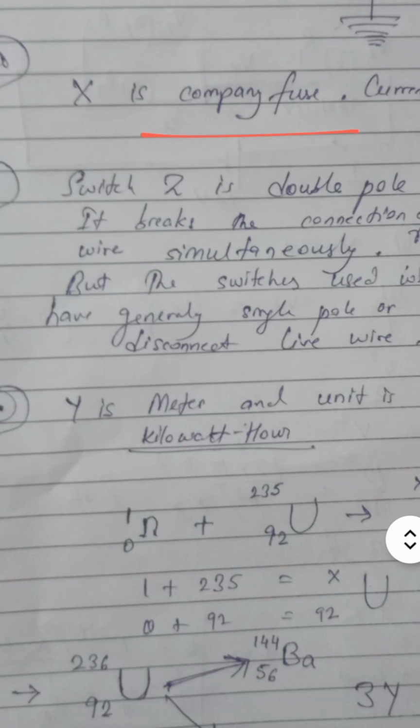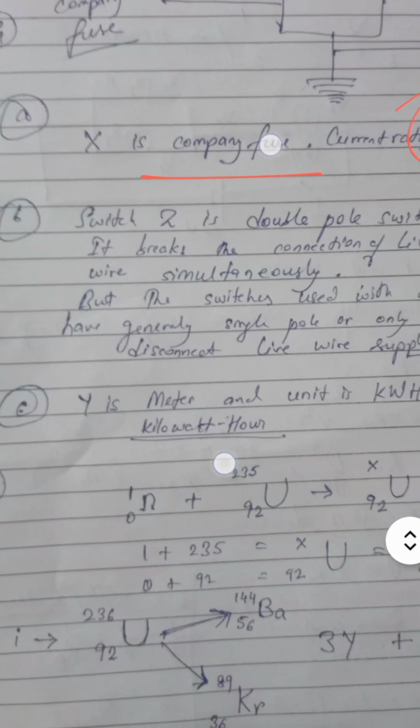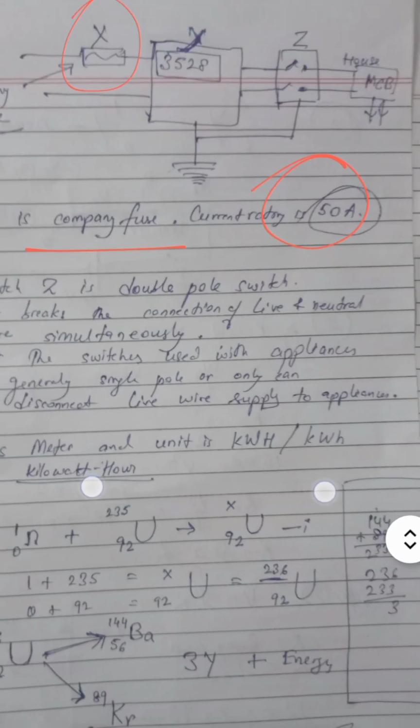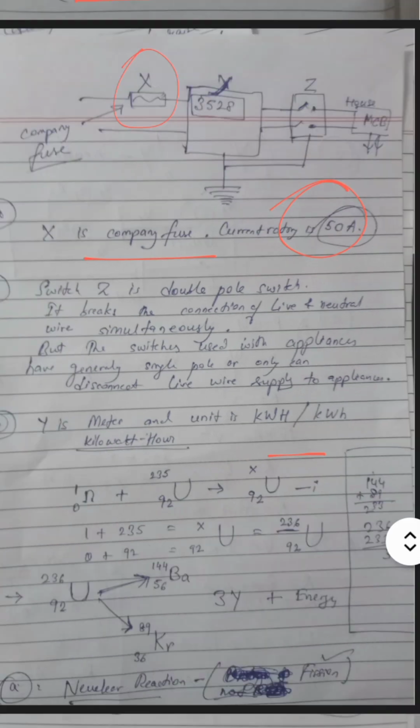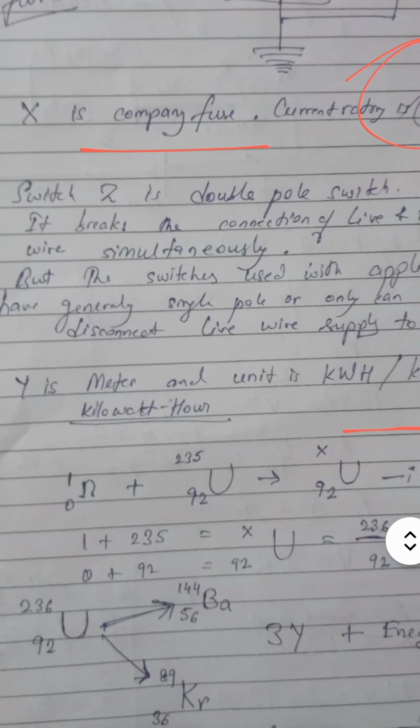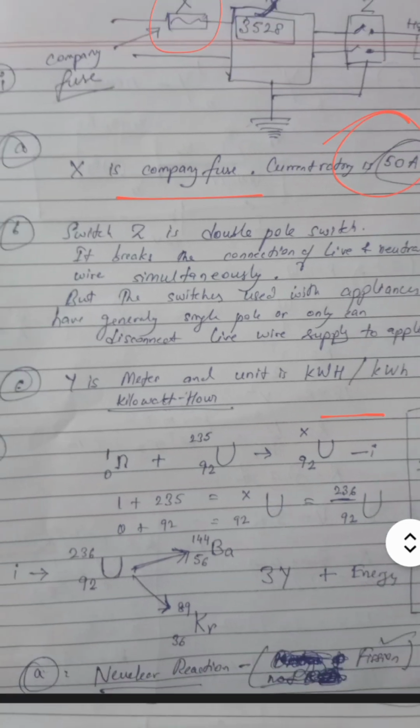Next question, what is the difference between switch Z shown in the diagram and the switch you use to operate different appliances? So switch Z is a double pole switch. That means both the neutral and the live wire will break off simultaneously when the switch is switched off. But a normal switch, generally applied with appliances, is only connected with the live wire and only disconnects the live wire. That's the difference.